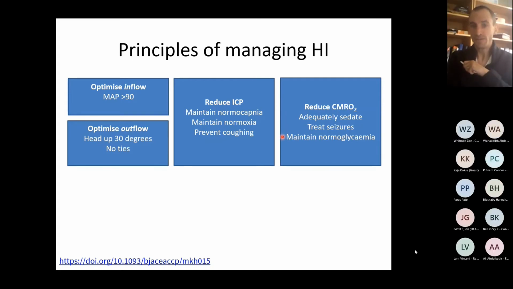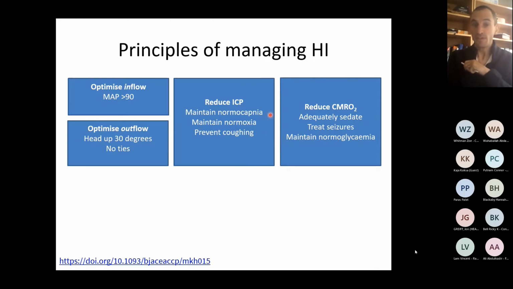And the other thing we should do is to maintain normal glycemia as well. So in the same way that the brain that's very hypoxic develops vasodilatation and a high intracranial pressure, similarly, the brain that's very hypoglycemic will do that too.